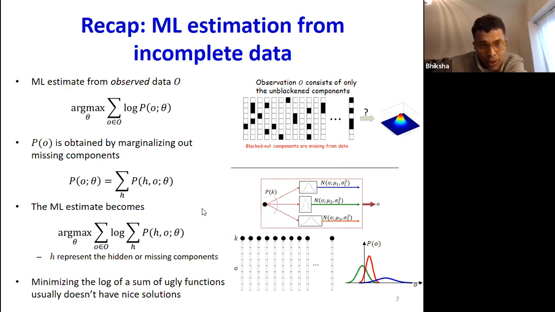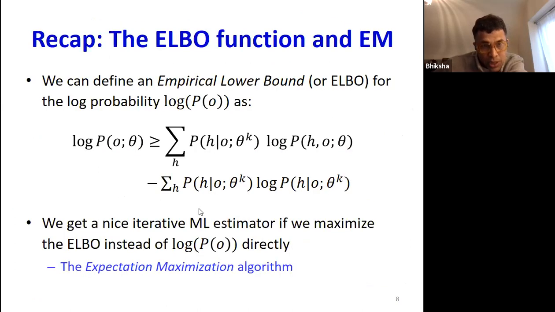And so you can't really get a clean instantaneous solution. You need to have instead an iterative solution. And so for the iterative solution, we introduce something called an empirical lower bound, or an ELBO function, which was guaranteed to always be below the actual log likelihood of the data.